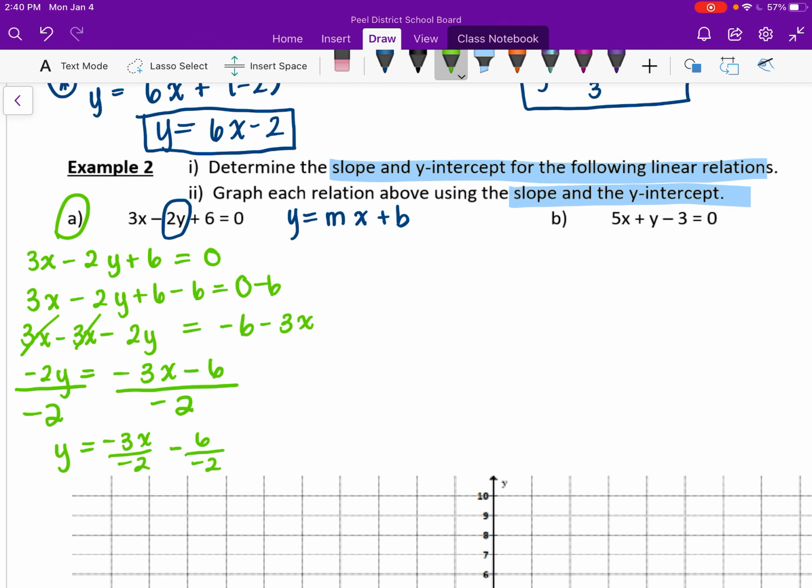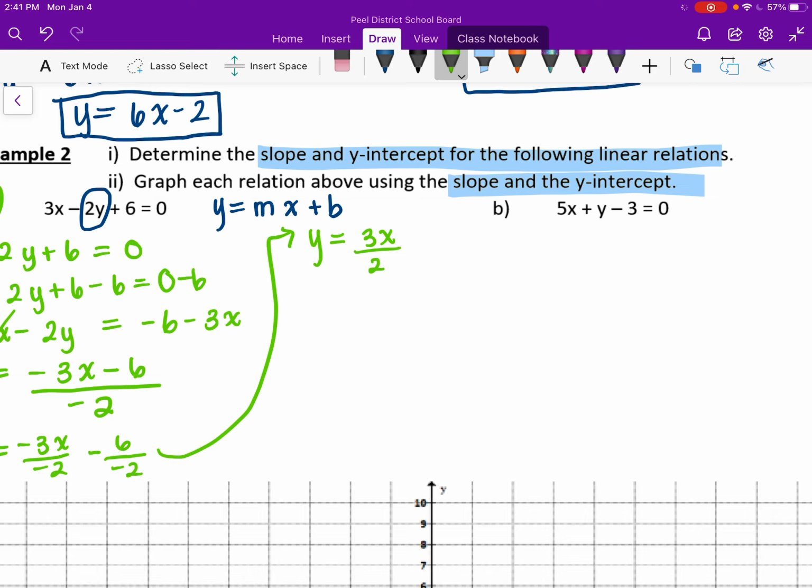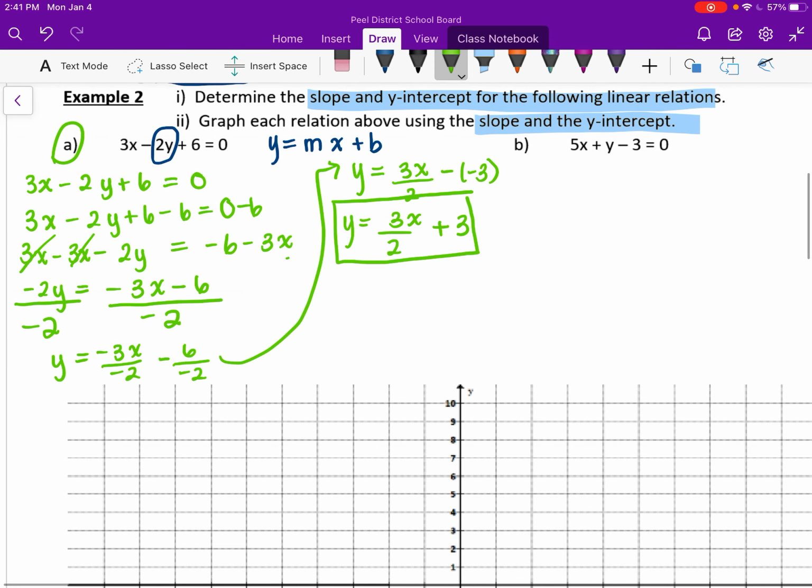I'm just going to pull this up here, right? So then I'm left with y equals -3 and -2 will cancel each other out, so it's just positive 3x over positive 2. -6 and -2 will cancel out, so you can just do it this way if you want. So 6 divided by -2 is going to be -3. You don't have to show that step. I just do it for the sake of this class. So I know that's my slope.